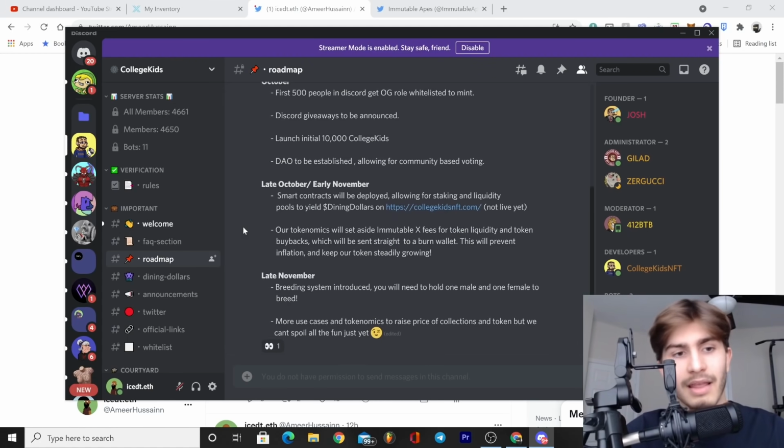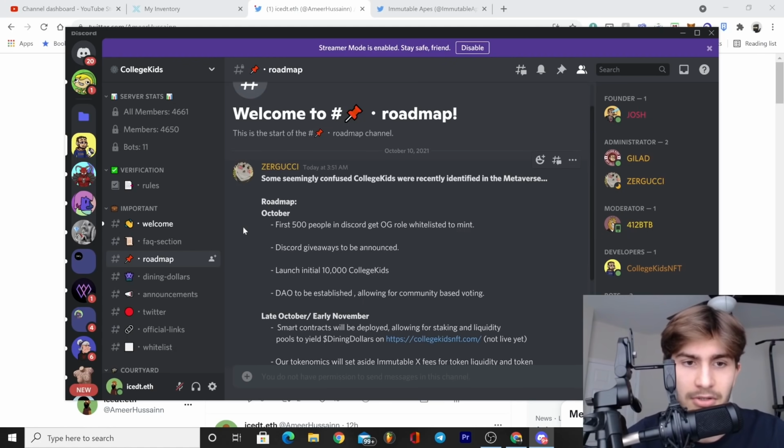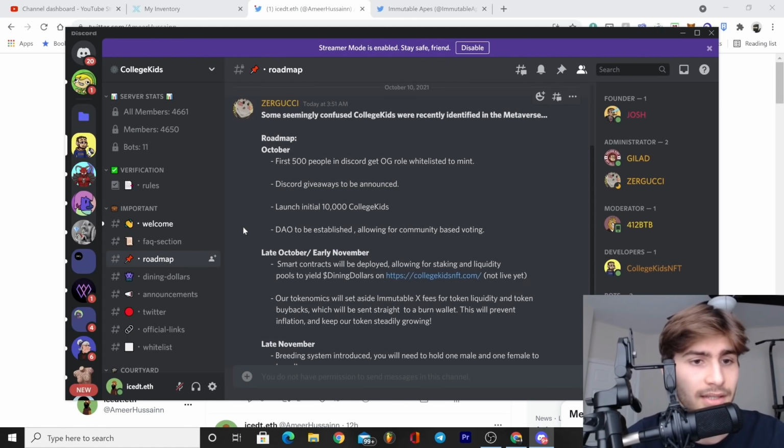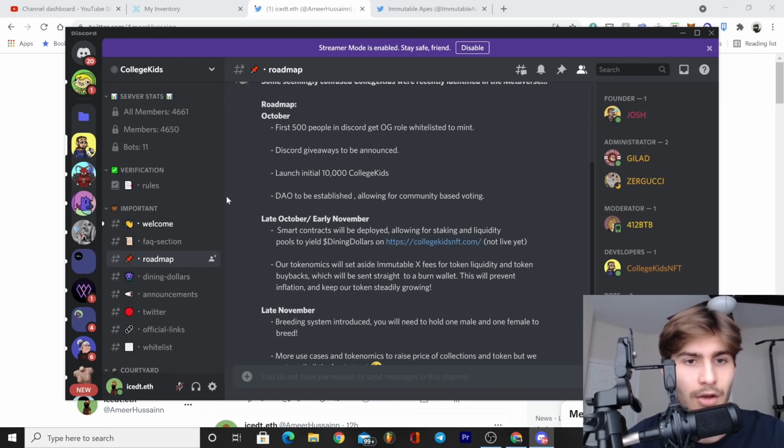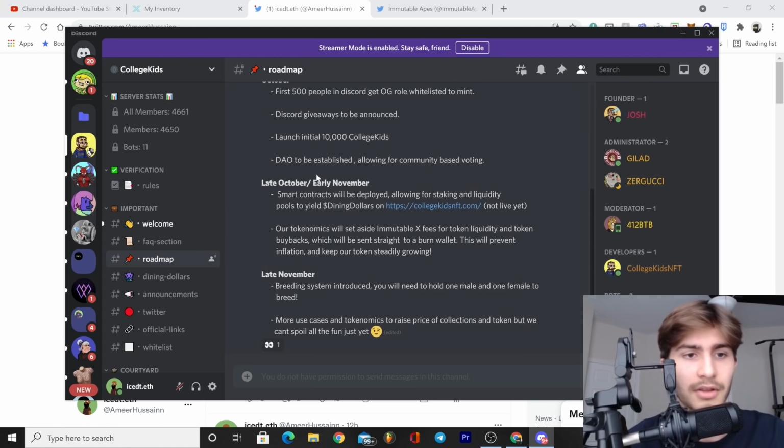But here, they have a really simple roadmap, pretty similar to what we see on NFTs for OpenSea. We have 10,000 college kids, we have the whitelist and all that stuff, and then they're going to have a DAO. Then they will have the yield of dining dollars, you'll be paid in their little token. Then they're going to be introducing a breeding system where you're going to be able to make a baby NFT of the college kids. And then there's going to be more use cases.